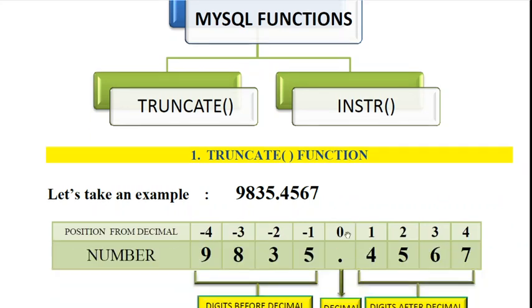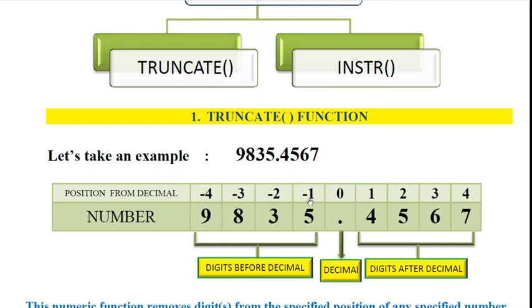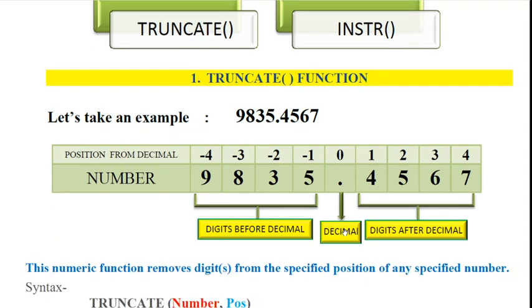So, we follow this type of pattern for the truncate function. Before decimal, the position can be referred by -1, -2, -3 this way, and after decimal +1, +2, +3 this way. You are familiar with this pattern. Now the truncate function removes digits from the specified position of any specified number. Two things, specified position and specified number. These two are going to be the arguments of truncate function.